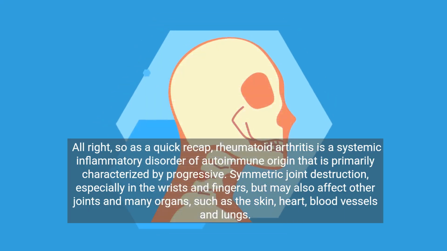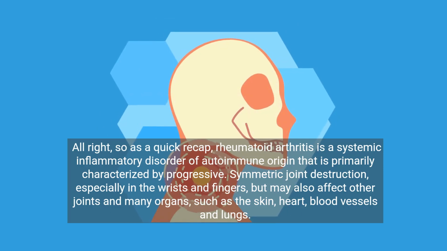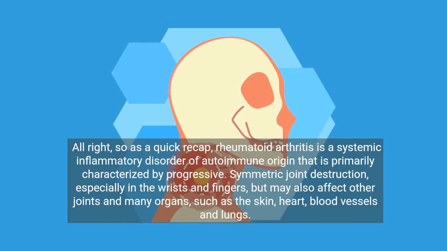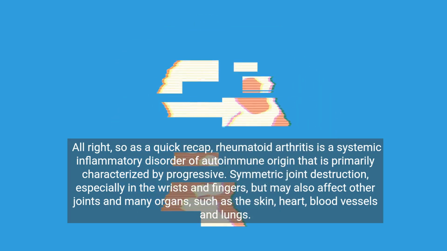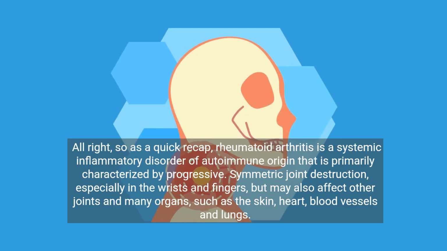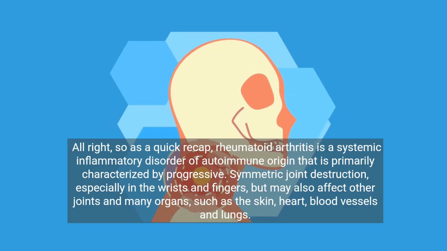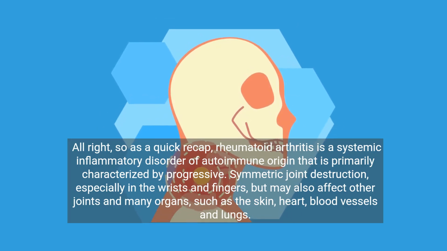All right, so as a quick recap, rheumatoid arthritis is a systemic inflammatory disorder of autoimmune origin that is primarily characterized by progressive, symmetric joint destruction, especially in the wrists and fingers, but may also affect other joints and many organs, such as the skin, heart, blood vessels, and lungs.